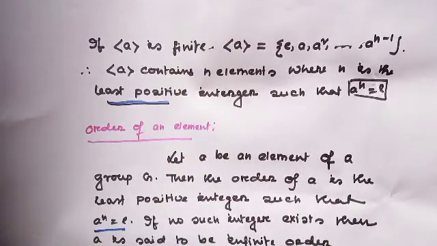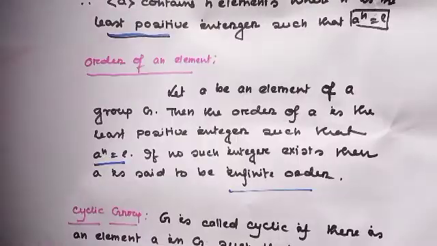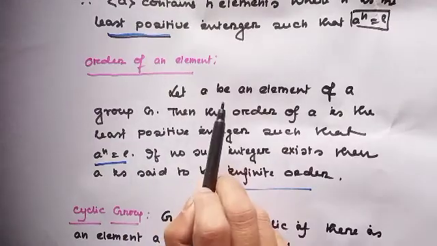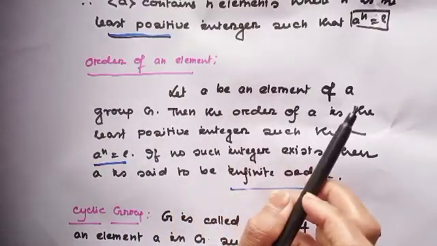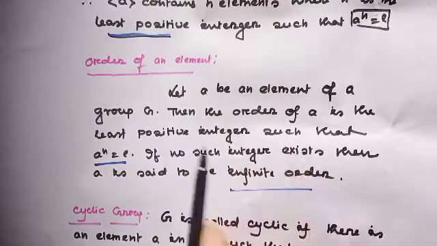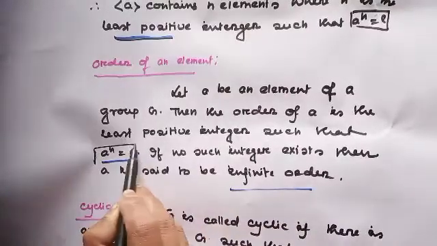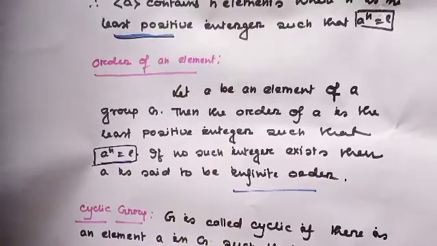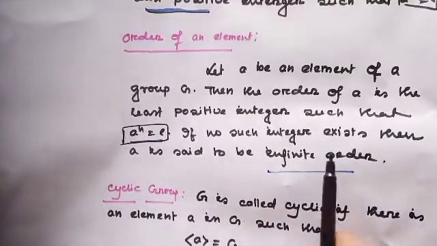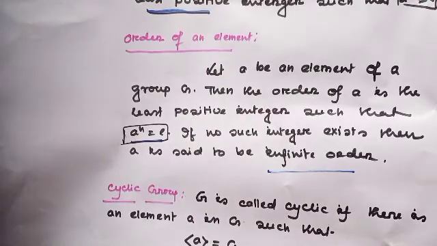So, there is an alternative definition of the order of an element of a group. What is the definition? Let A be an element of a group G. Then the order of A is the least positive integer n such that A to the power n equals e. And if no such integer exists, then A is said to be of infinite order. Are you getting it? That is the order of an element of a group.